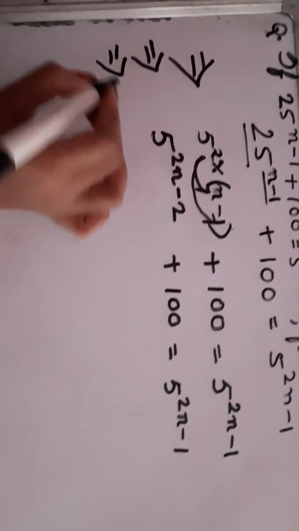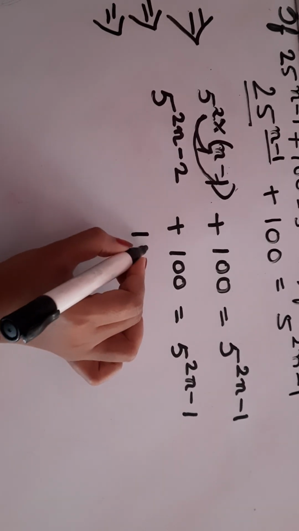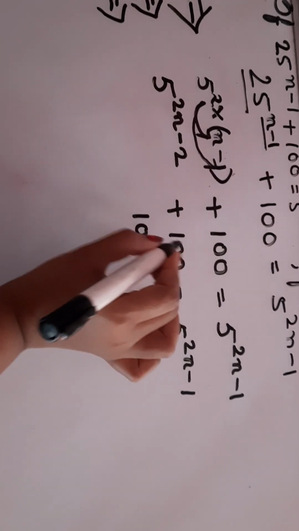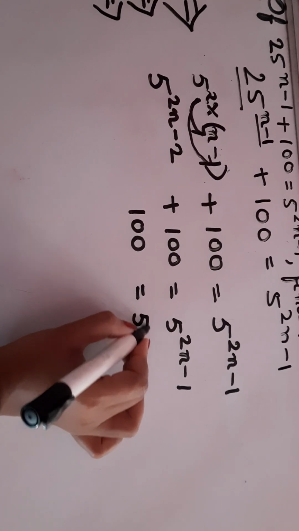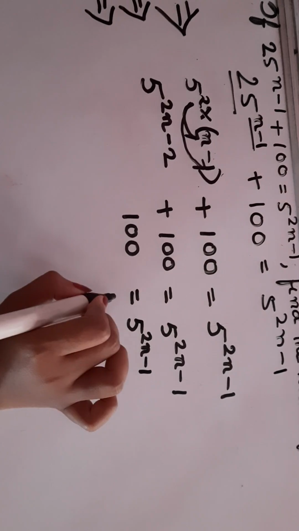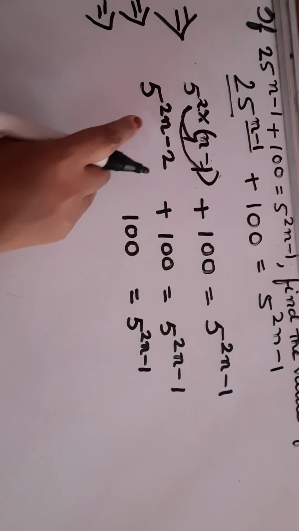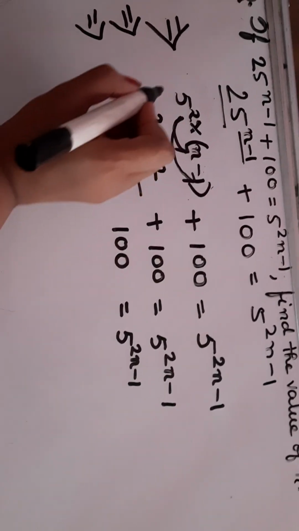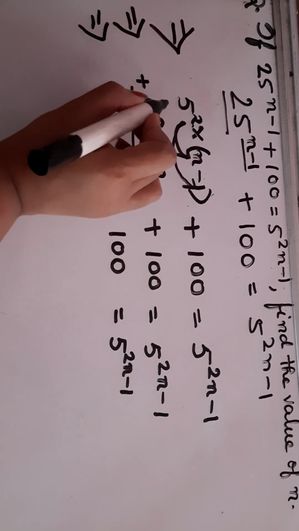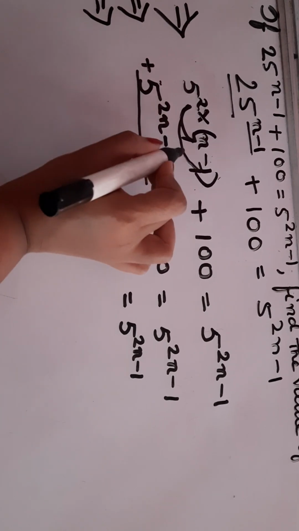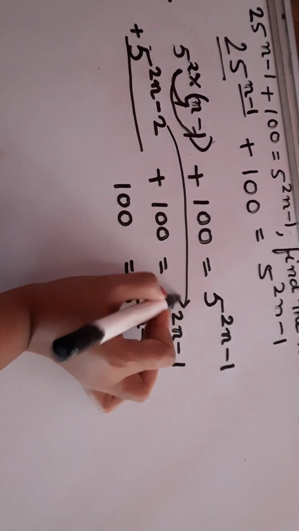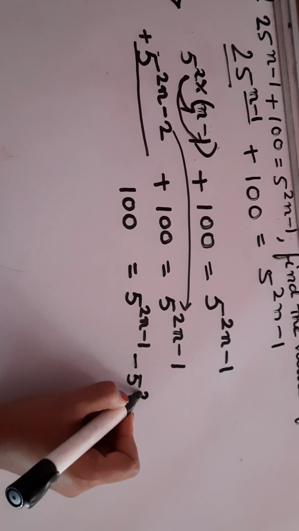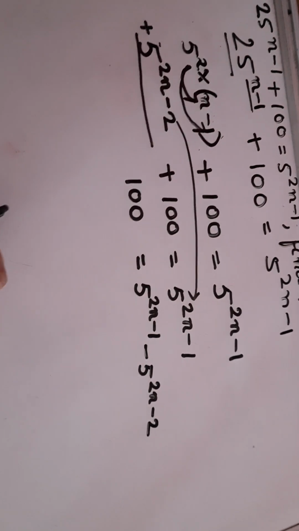Now let us shift 100 to this side, as here on this side 100 is in the positive form. So let us keep 100 on this side. Then 5 to the power 2n minus 1, then this part, 5 to the power 2n minus 2. This has a plus sign here. If we take this to the opposite side of the equal to sign, it will become minus. So minus 5 to the power 2n minus 2, right?